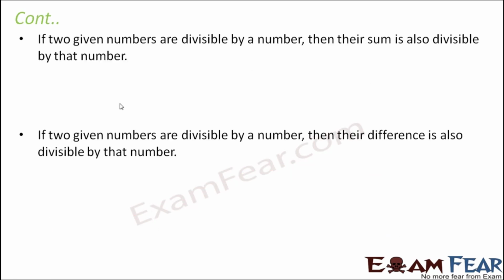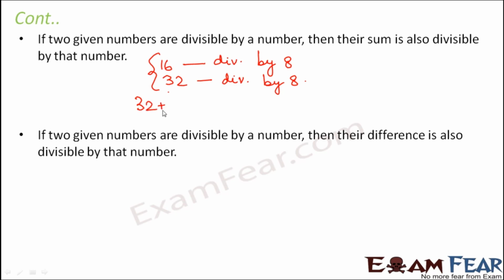Next rule. If two given numbers are divisible by a number, then their sum is also divisible by that number. So let us say that we have a number 16. Now 16 is divisible by 8. We have another number, say 32, and 32 is also divisible by 8. So we have two different numbers which are divisible by the same number. Now as per this rule, the sum of these two numbers would also be divisible by 8. That means the sum of 32 and 16, which is equal to 48, will also be divisible by 8.